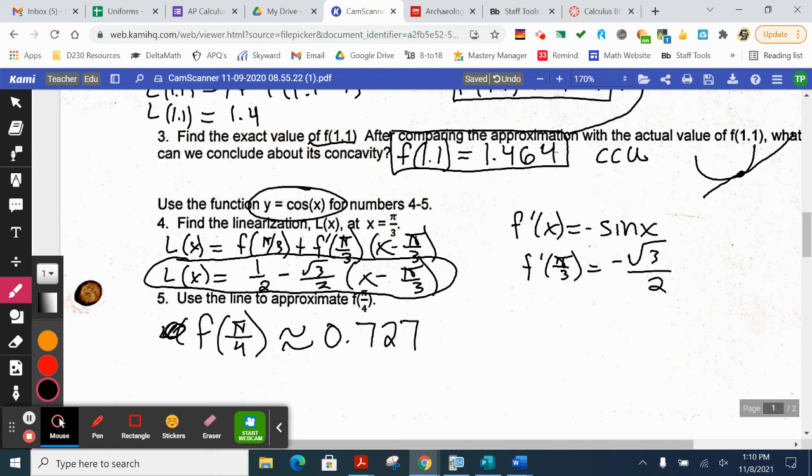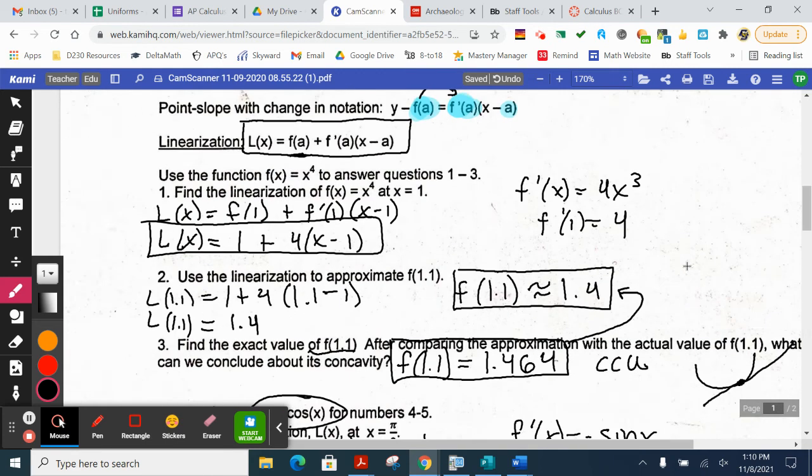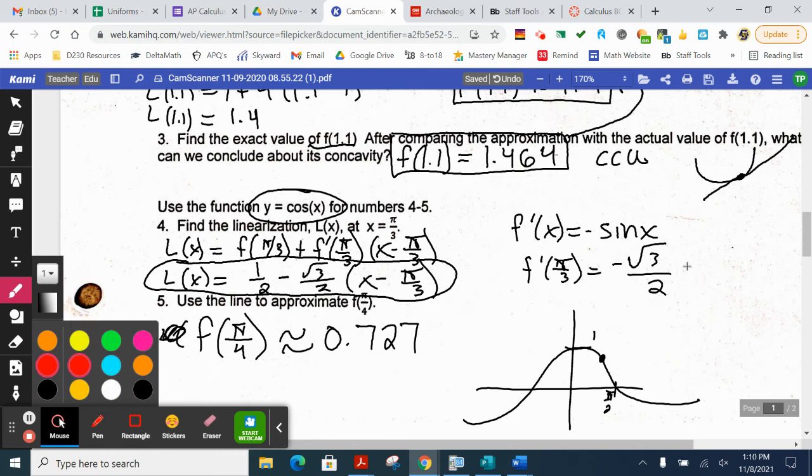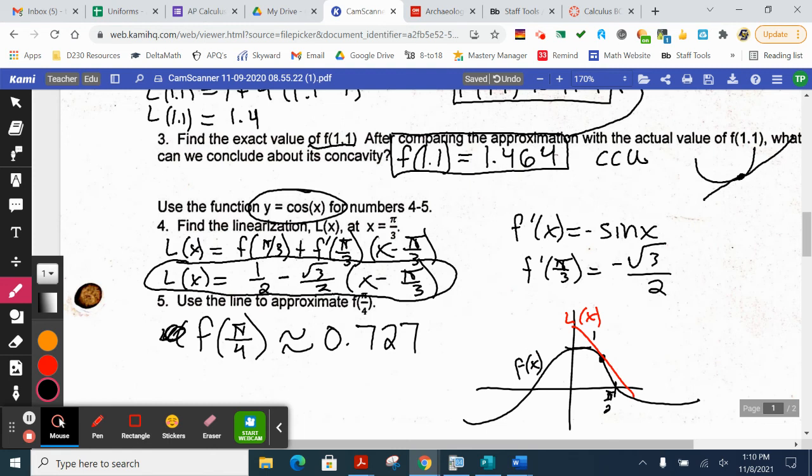So what is that line? Let's say this one here. If I graph the cosine curve, here is pi over 2. So pi over 4 is somewhere here. So this is the actual function. And then when I draw this tangent line in, that's L of x. That's just the equation for the tangent line. So that's L of x. And then the black one is the function cosine of x. So why can't we plug in pi over 4?